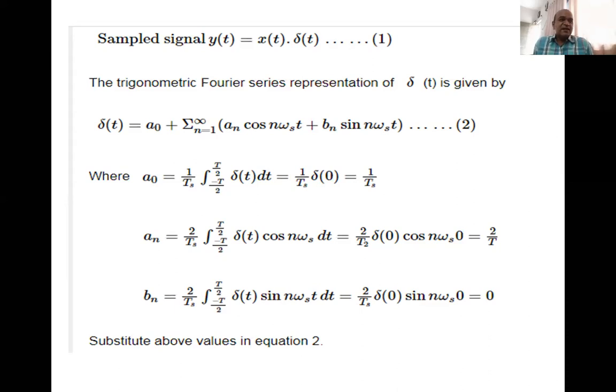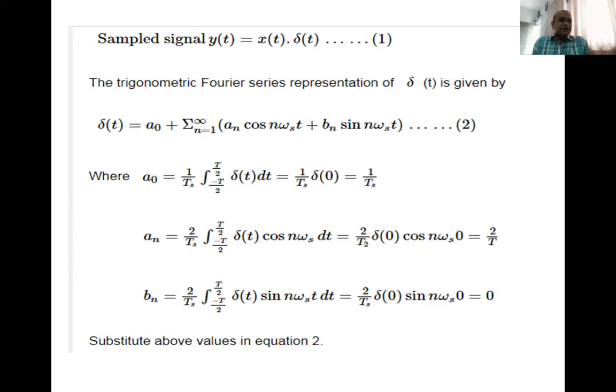Similarly, second, an has the expression 2 upon Ts, integral from minus T by 2 to T by 2 of delta t cos n omega s t dt. If you solve it, you will get 2 upon Ts, delta 0 cos n omega s into 0. So cos 0 is nothing but 1, and delta 0 is nothing but 1. You will get 2 upon Ts.